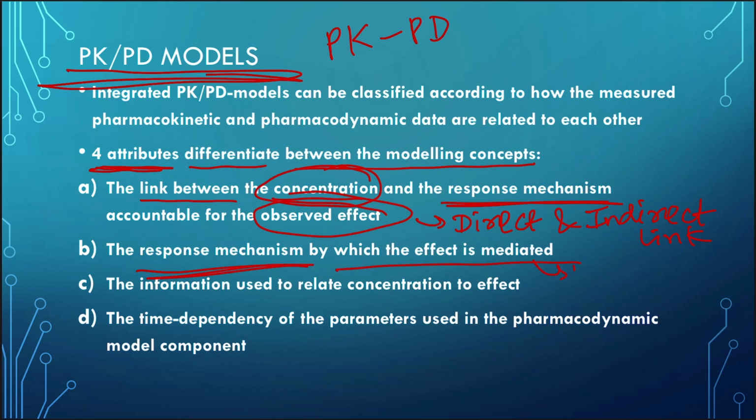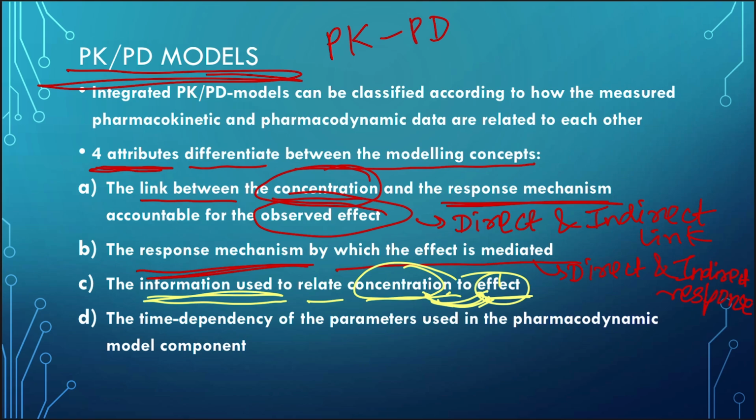Then next is based on the response mechanism by which the effect is mediated. In that case, we can classify the PKPD models into direct and indirect response models. That is based on the response mechanism which is producing the effect. Then we have the other attribute, that is information which is used to relate the concentration to effect, whether it is a bidirectional or a unidirectional flow of relations between the concentration and the effect.